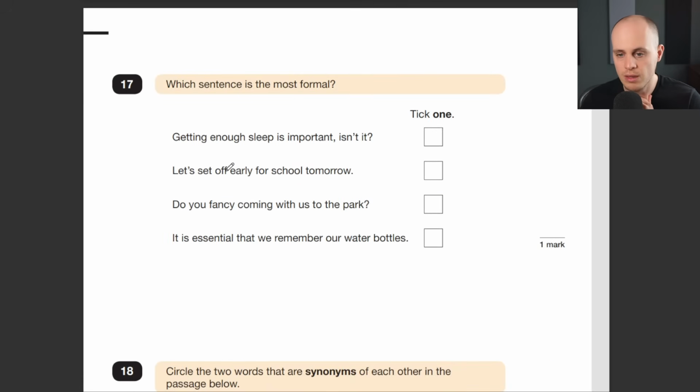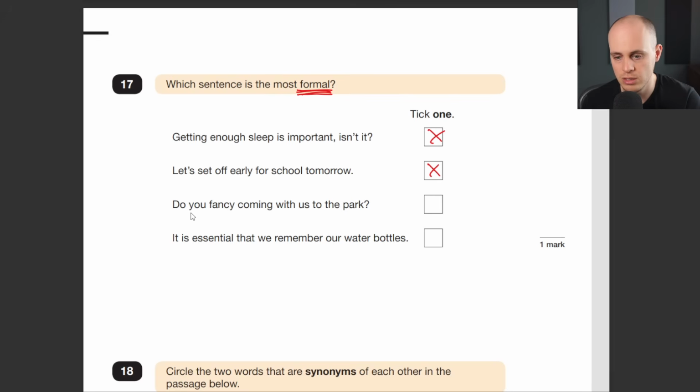Nice and easy. Number 17. Which sentence is the most formal? I really hate these questions, guys, because, you know, who decides what's formal and what's not? It's quite a hard thing to define. But the tests always make it easy enough to weed out the three really informal ones. Firstly, it's quite informal to use apostrophes and contractions. So I can get rid of these two straight away. Look, they've got isn't and let's. We wouldn't use them if we were being formal.